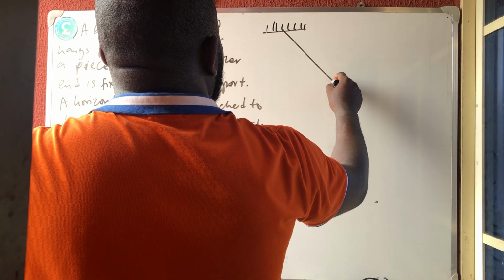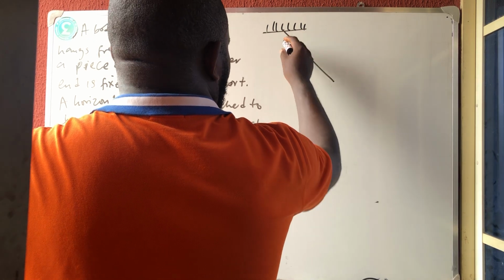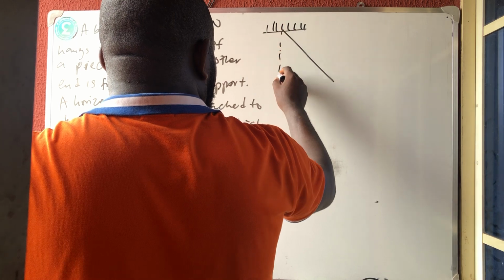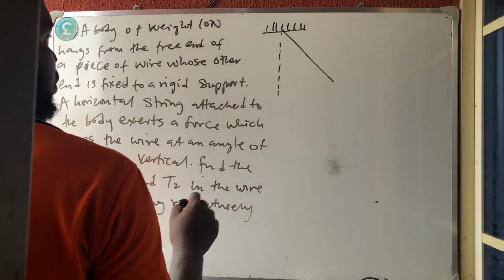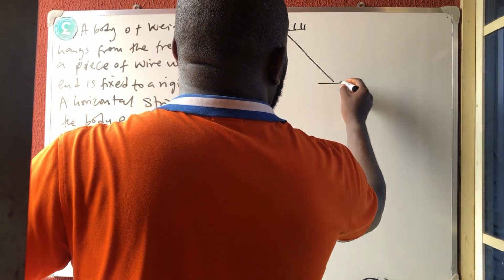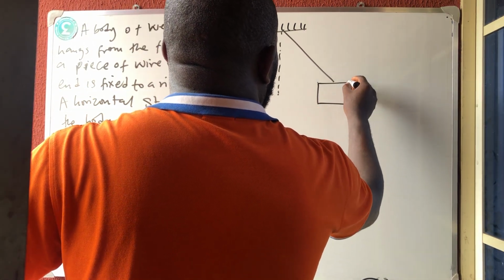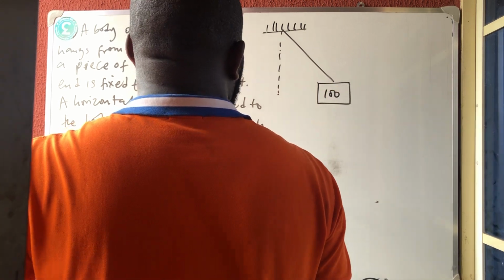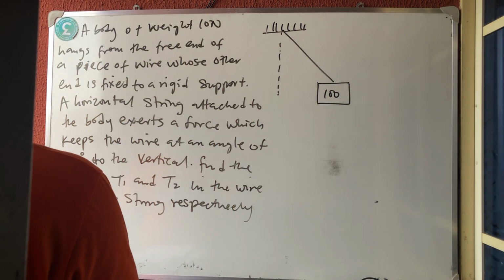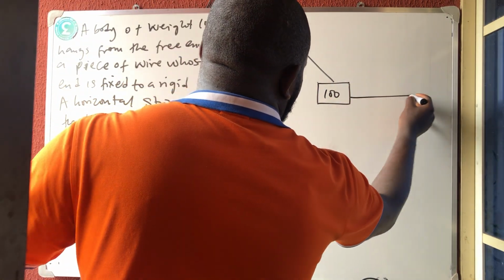Normally, the wire is supposed to be straight. If I look at the wire here, it's supposed to be straight like this. Then I now put a weight. The weight I'm putting is 10 Newton. Then I attach another string on it horizontally.